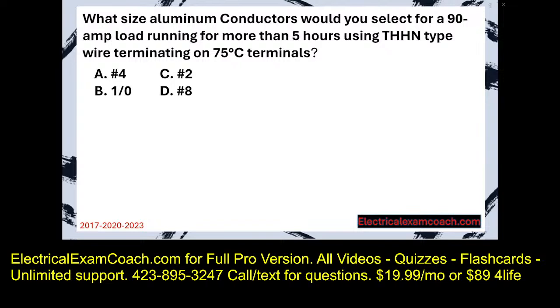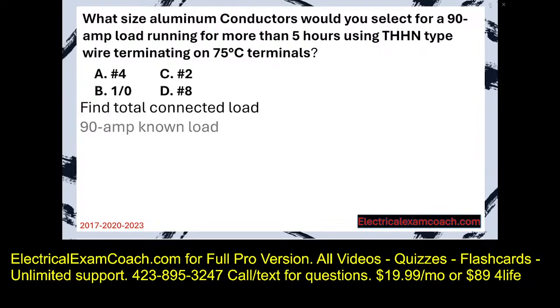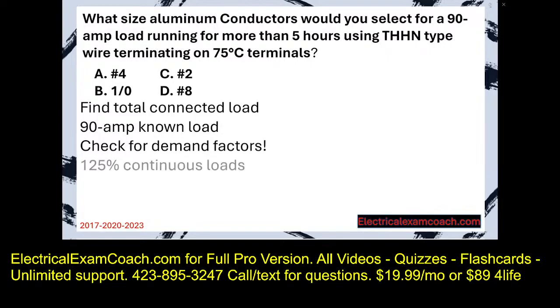What size aluminum conductors would you select for a 90 amp load running for more than 5 hours using THHN type wire terminating on 75 degree C terminals? Step 1, find the total connected load. Well, our starting known load is going to be 90 amps, but we must check for demand factors. In this case, we find out it's a continuous load.